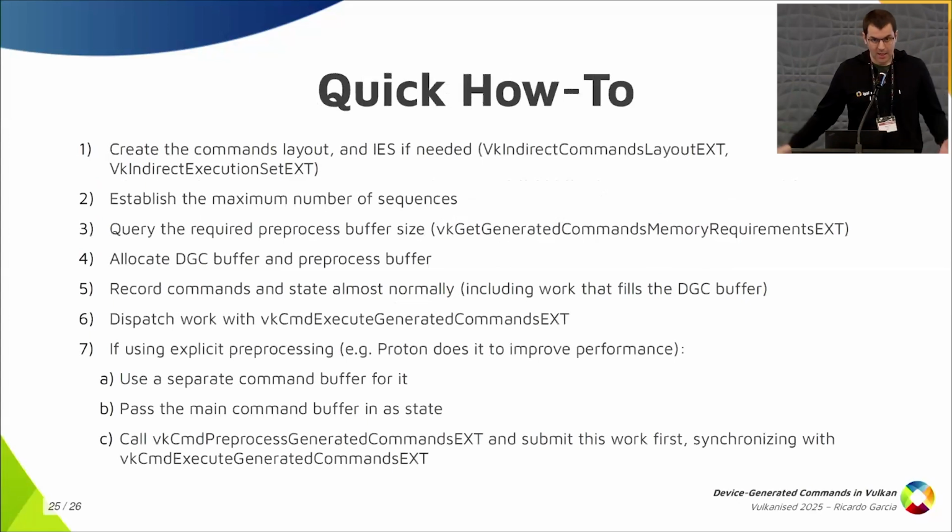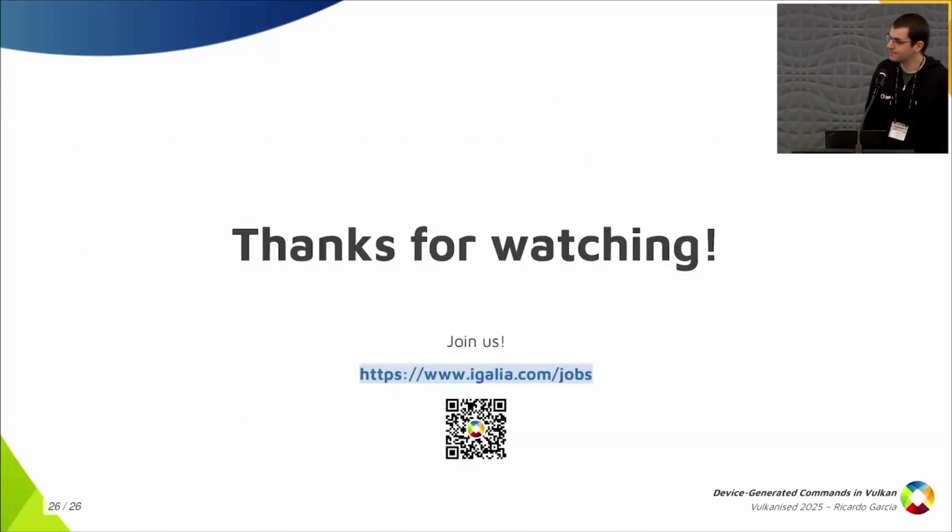So, the quick how-to. I just wanted to get this slide out for those who want to reference it later, saying exactly what you need to do, all the steps that I mentioned here about generating the commands layout, the execution set, allocating the preprocess buffer, etc. This is the basic how-to, and that's it. Thanks for watching. Questions?